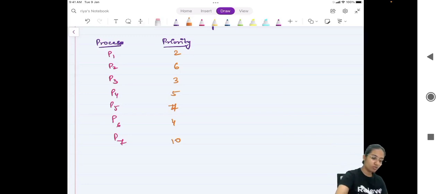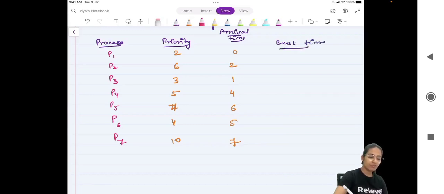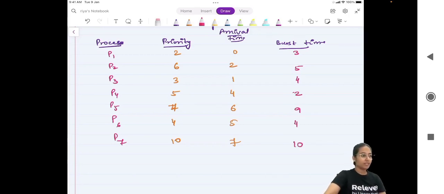Along with that, we also have the arrival time, which will be 0, 2, 1, 4, 6, 5 and 7, and we also have the burst time. Now you need to be very attentive while listening to this, because we've added a lot of things over here. The burst times are 3, 5, 4, 2, 9, 4 and 10. Okay, this is what it is.